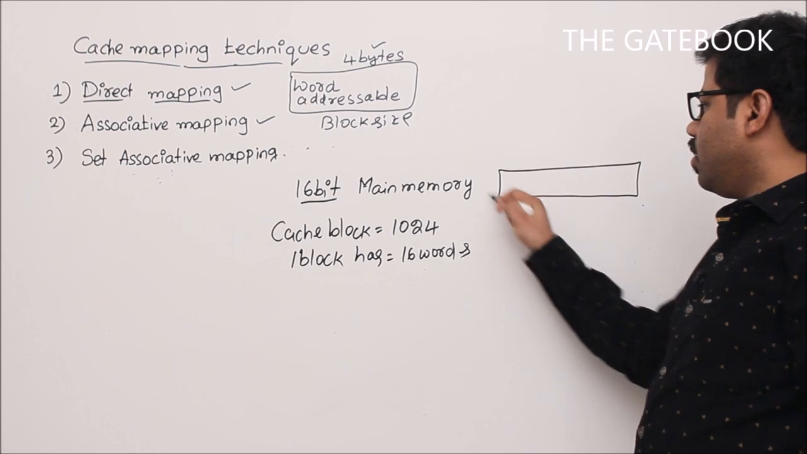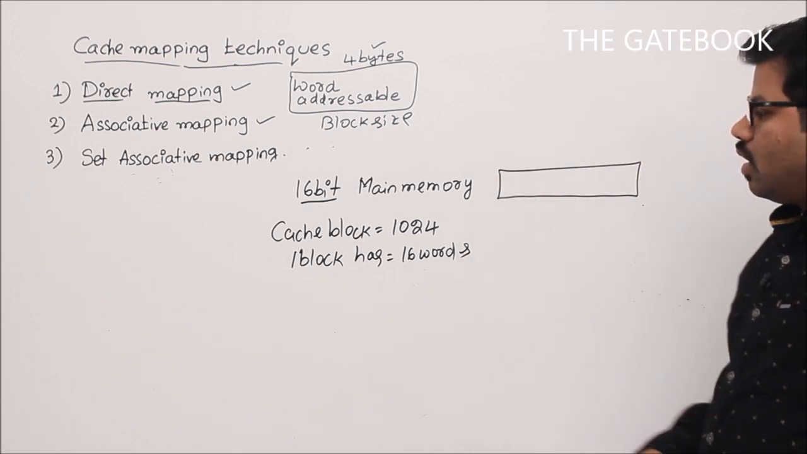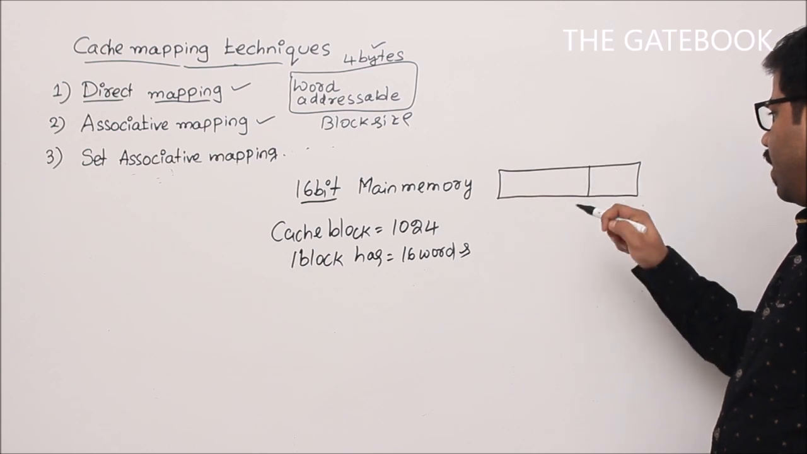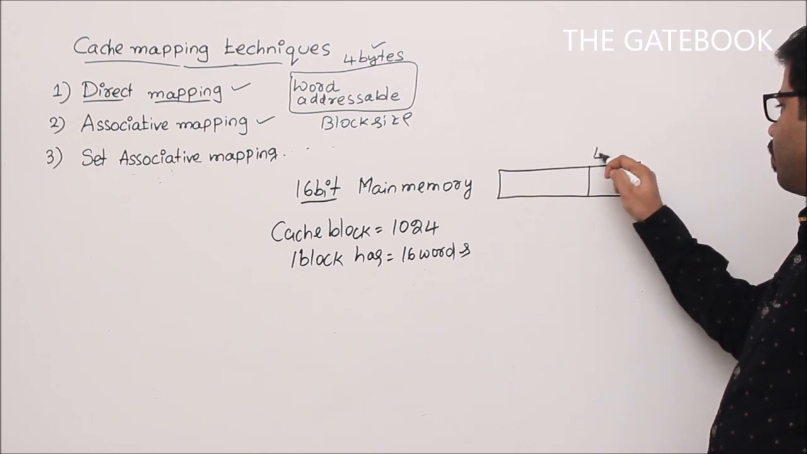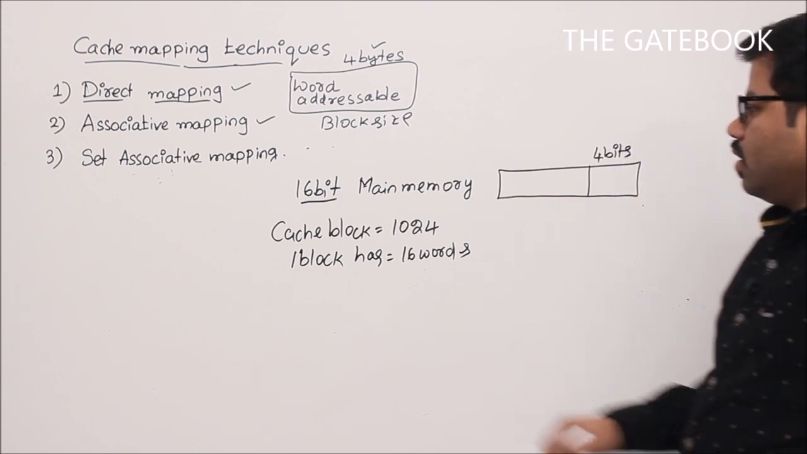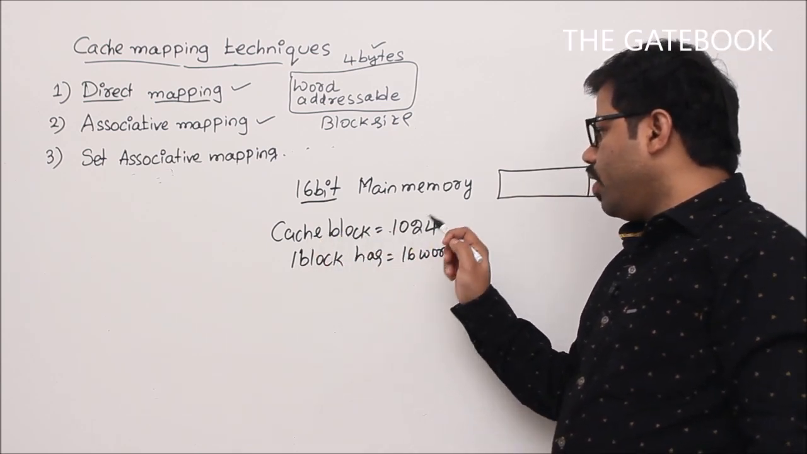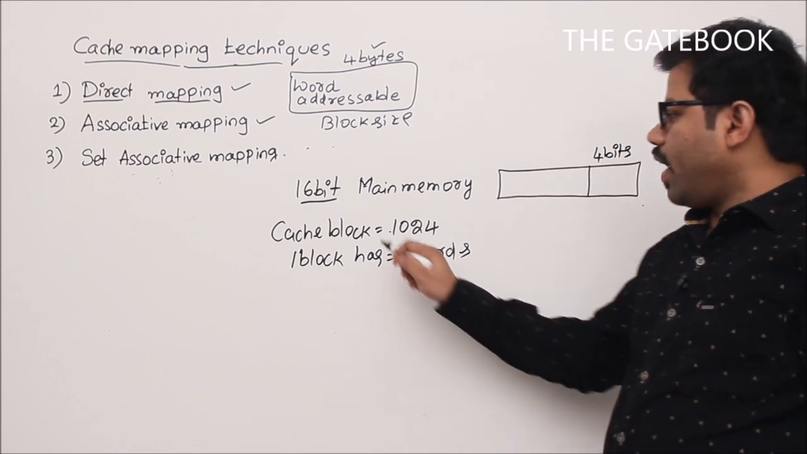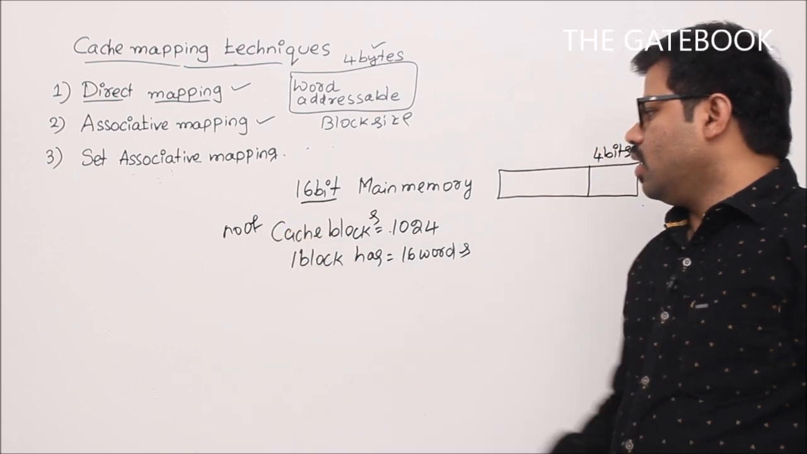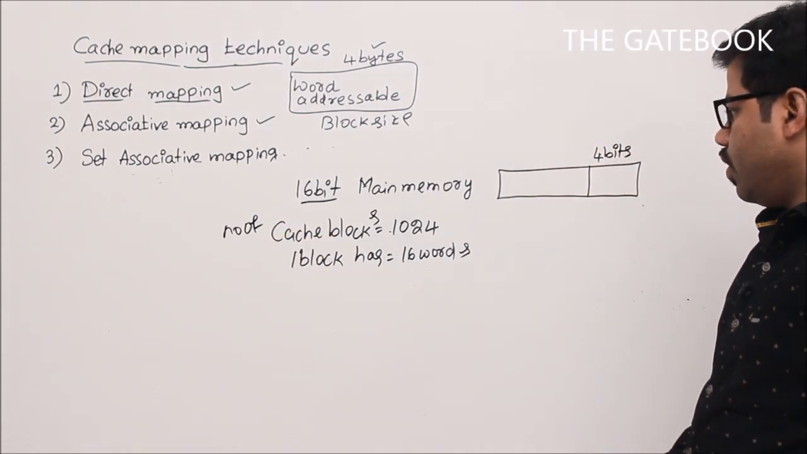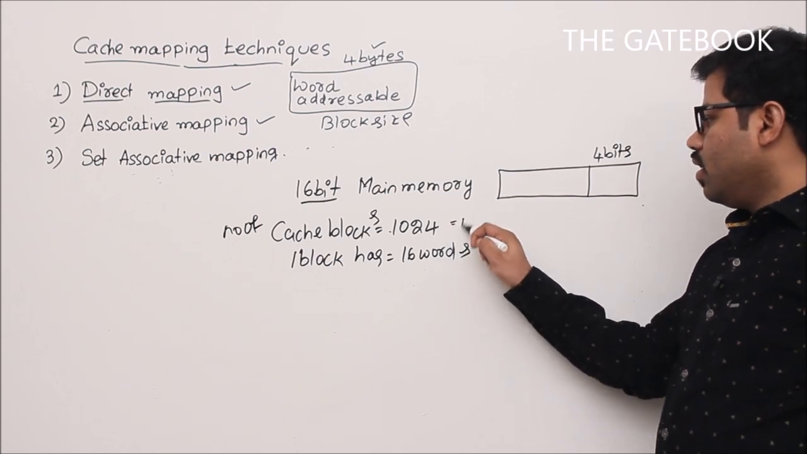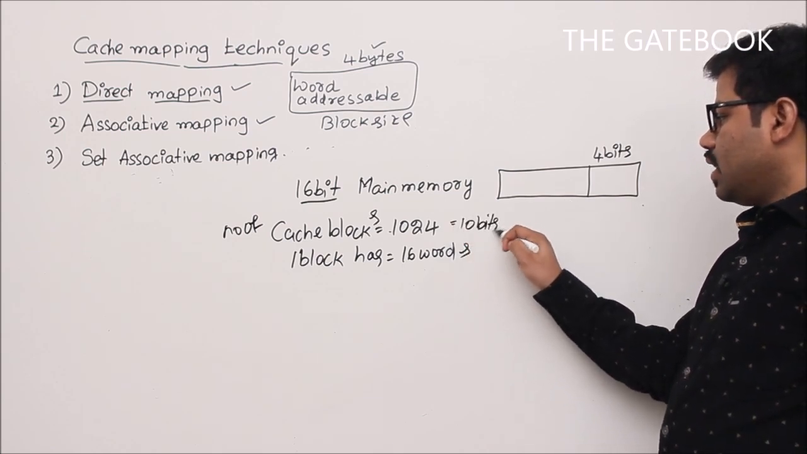Now the question is, how do you divide your main memory? First step, how many words does each block have? 16 words, right? That's why we give 4 bits for the word offset. Second thing, the number of cache blocks here is 1024, not the cache block size. Then how many bits are required to differentiate them? 10 bits, correct? So the cache index size will be 10 bits.